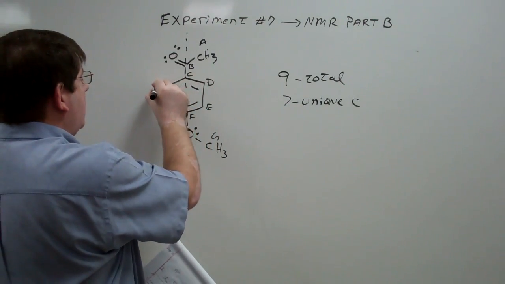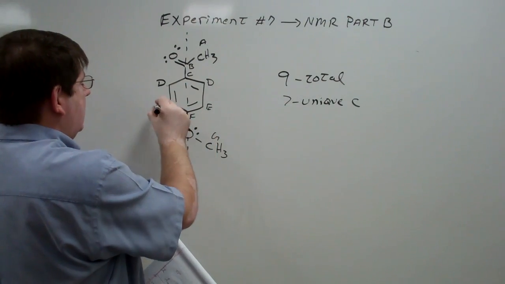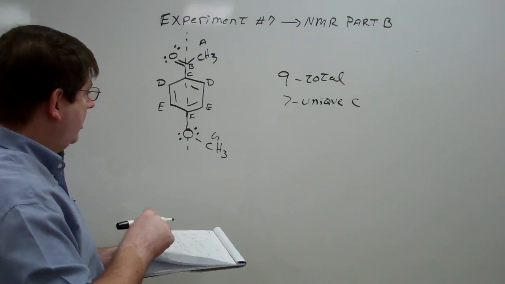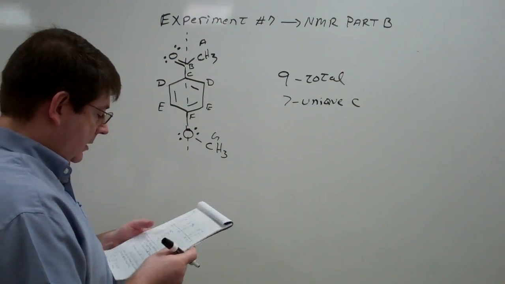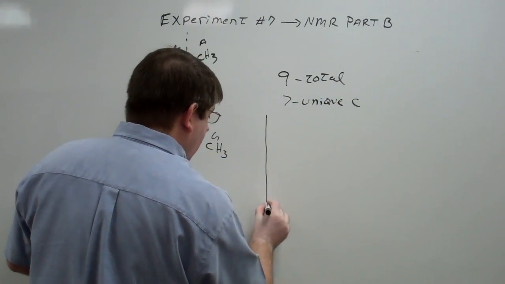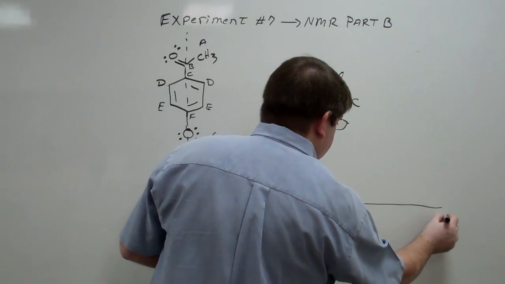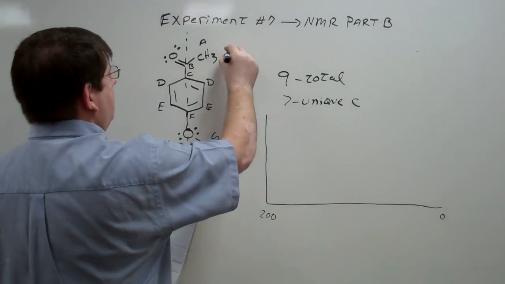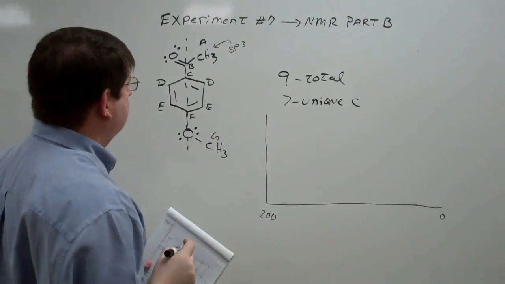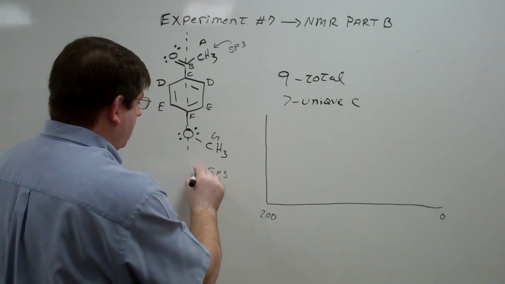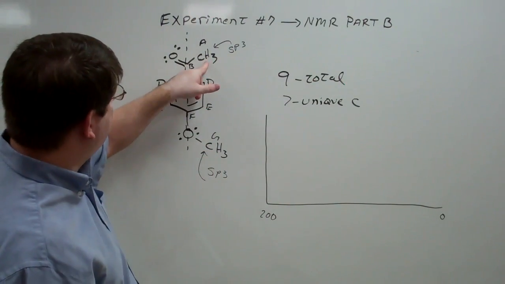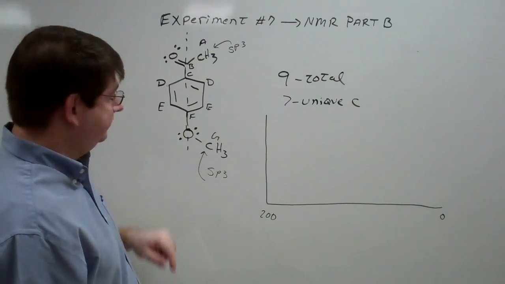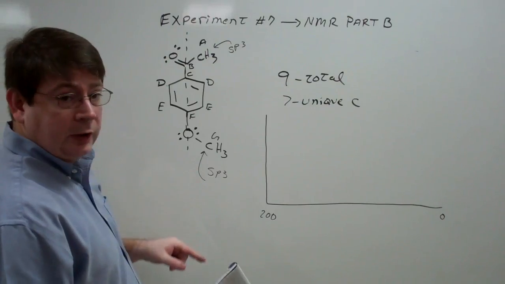So this is D. Of course, this also is D because it's by mirror symmetry. This one is E. This one is also E. Okay? So by symmetry, we know we should see 7 unique signals. And if we imagine drawing out our spectrum, 0 to 200, let's look and see what we would expect. We've got an sp3 hybridized carbon there. We've got an sp3 hybridized carbon there, which is clearly different from this sp3 hybridized carbon. This one's attached to a ketone. This one's attached to an oxygen of an ether. So these 2 are clearly different.